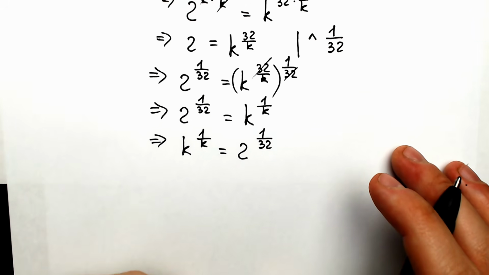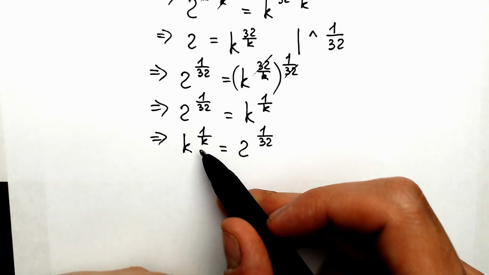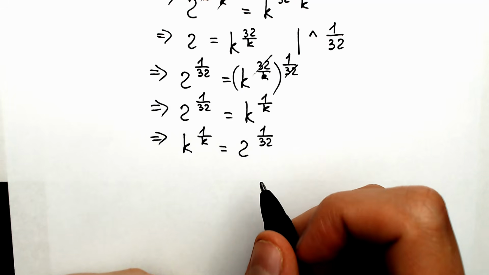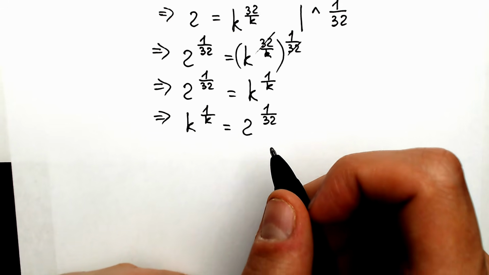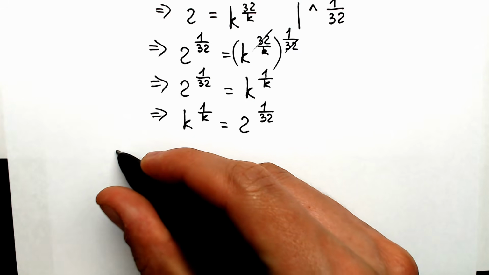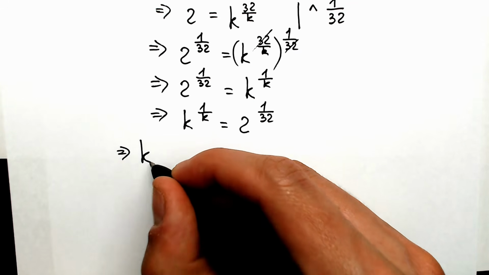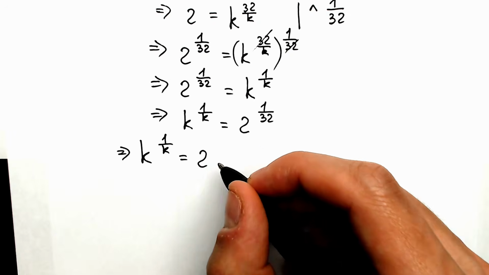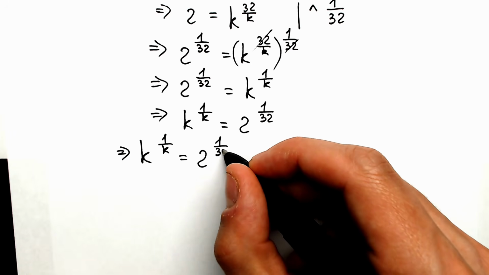Okay, so this is our first step. As I said before, we just want to split our variables on the left side and our constant on the right side. So what are we going to do next? Right now there's another tricky move. Let's start on the left side. We have k to the power 1 over k equal to 2 to the power 1 over 32.